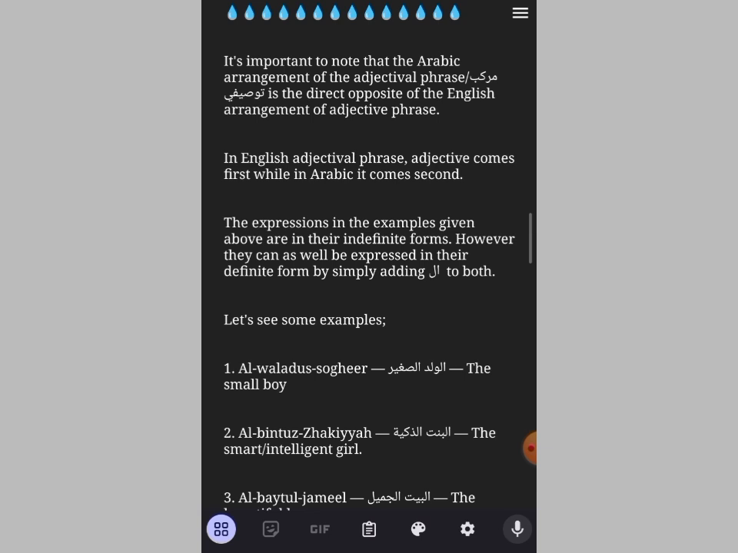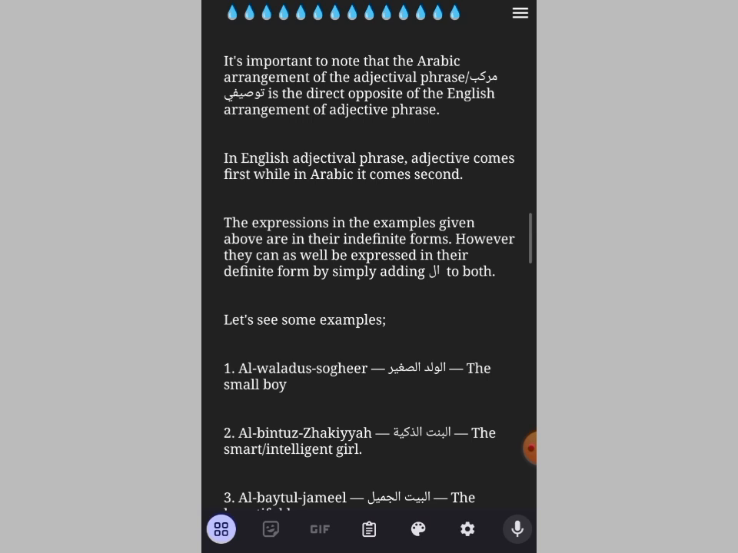We have al-waladu al-saghir, the small boy. We just have to add al to walad and saghir. Take note, if you say al-walad saghirun, whereby you give the saghir a nakira, then you have formed a nominal sentence, which is "the boy is small." That is not what we needed. What we need here is the adjective.